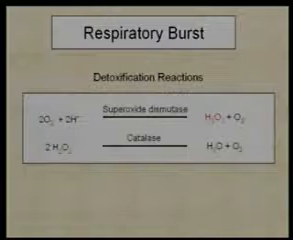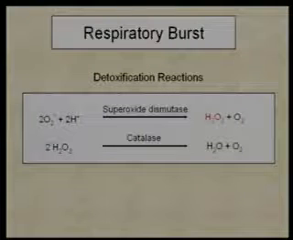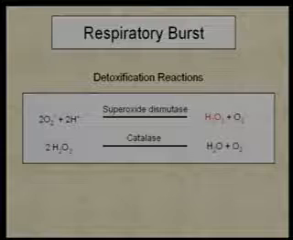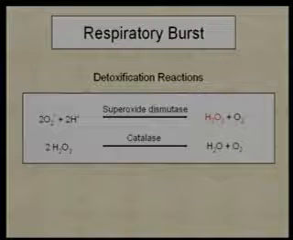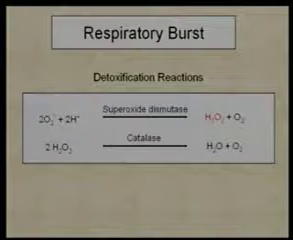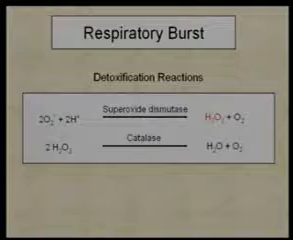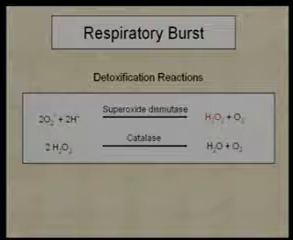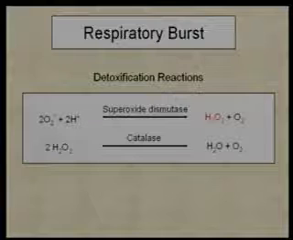Now, these toxic molecules, again, are small molecules, so they're going to be able to diffuse out of that phagosome, phagolysosome, and actually get into the cell. So the cell has got to have a way of protecting itself against these things as well. Otherwise, there's going to be damage to the cell itself. And so there are some detoxification reactions that go on.